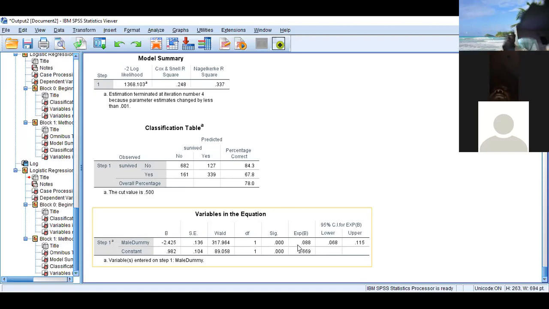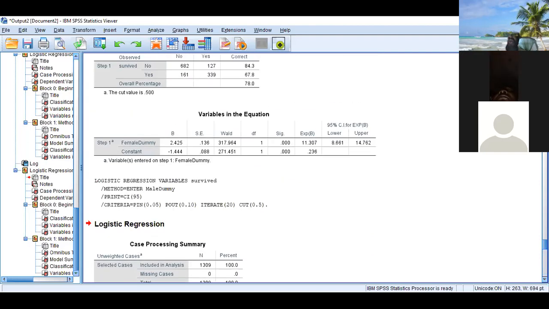So, sir, we should not interpret this odds ratio of the male, we should interpret that of the female. Yes, you know, instead of saying that males are less likely to survive, why won't you say that females are 11 times more likely to survive? I don't know if you understand what I'm saying, sir. Yes, I do. But if we want to say this one, we will say that males are 0.088 times, 0.088 times less likely to survive.